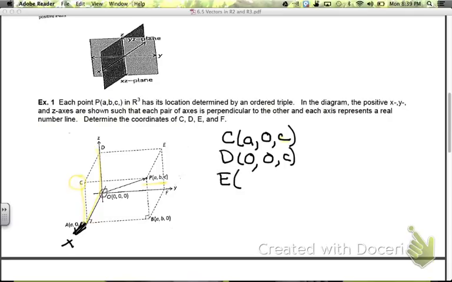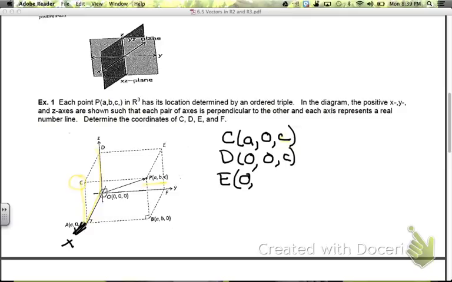So how can I get from my origin to E? Do I need to move on my x-axis at all? No, since my origin is at the back of my shape here, my rectangular prism, I don't need to move whatsoever back or forward. So my E, okay, my x value is 0.